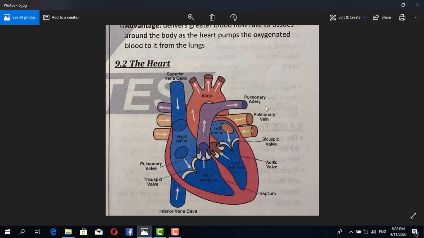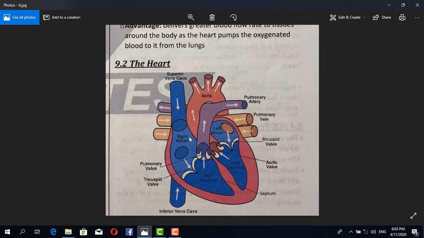The first thing that I want you to know about the heart is that it's divided into 4 chambers. These 2 on top are called atria. This is the right side and this is the left side. These 2 over here are called ventricles. This is the right side and this is the left side. The right side and the left side are divided by this barrier, which we call the septum. This tissue, the septum, divides the right side from the left side of the heart.